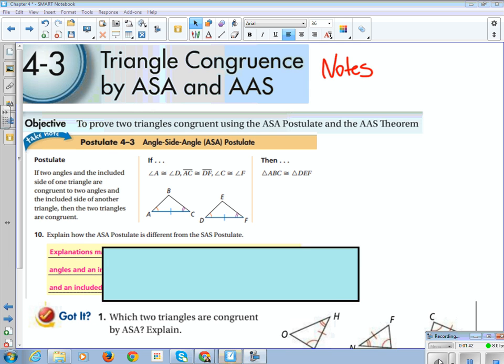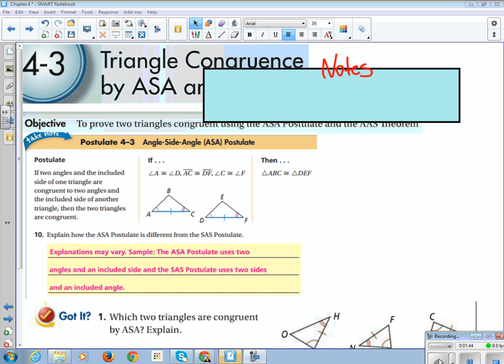Or, as the book likes to say, explanations may vary. Please do not write that. The angle, side, angle postulate uses two angles and an included side. The side, angle, side postulate uses two sides and an included angle.